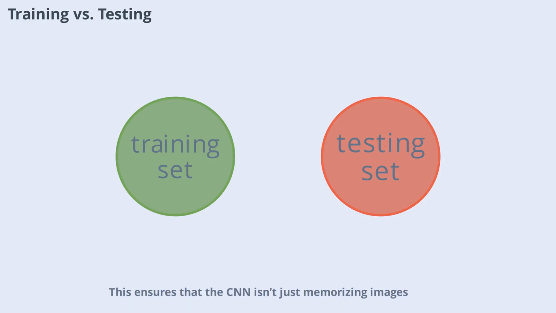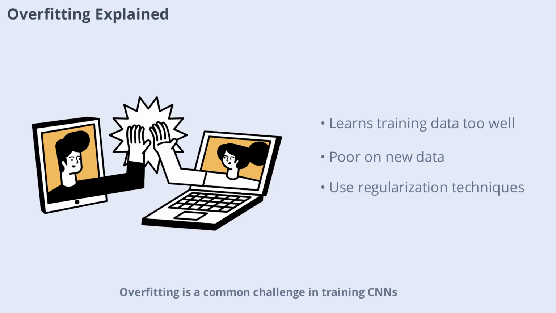This ensures that the CNN isn't just memorizing images, but actually learning to recognize patterns that can be applied to new, unseen data. Overfitting is a common challenge in training CNNs. It happens when the network learns the training data too well, including its noise and quirks, but fails to perform well on new data. To prevent overfitting, techniques like data augmentation, dropout, and regularization are used. These help the network generalize better and make more accurate predictions on real-world images.